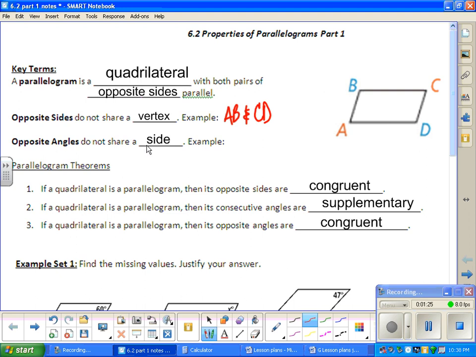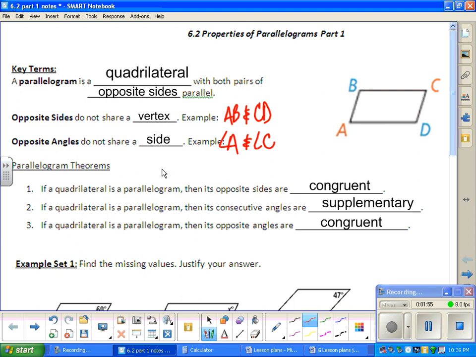Opposite angles do not share a side. So opposite angle A and angle C. Angle A has sides BA and AD, and angle C has sides BC and CD. So it doesn't have a common side.